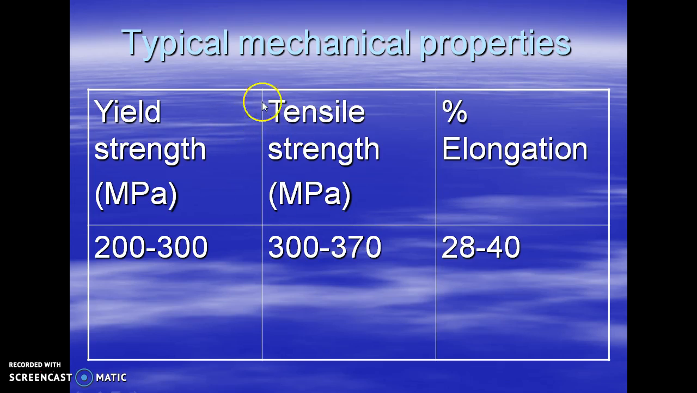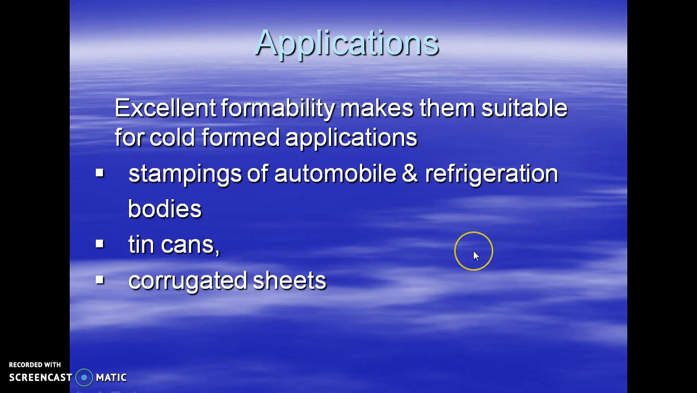Now you can see the mechanical properties. Yield strength is 200 to 300. Now try to recall that stress strain curve, in which the yield strength is explained. So it is 200 to 300, tensile strength is 300 to 370, and its percentage elongation is 28 to 40, which is given. Its application: stamping of automobile, refrigerators, tin cans, and corrugated steel are the applications.